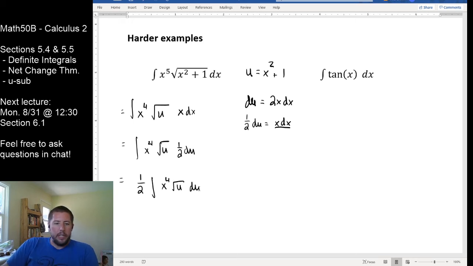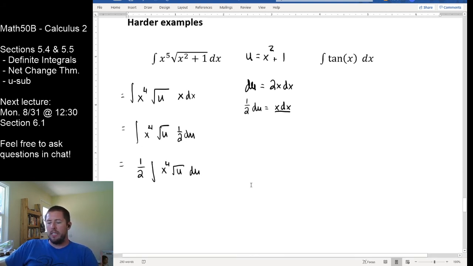but we're close, right? In a sense, I mean, close isn't unfortunately good enough, but now my point to you is this. We're almost there, right? Like we got our radical term into u land. We got our dx term into u land.